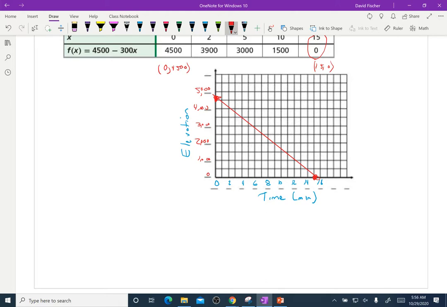Now we have to tell the reader what my x and y intercepts mean. So we need to state that the x-intercept means in 15 minutes, we need units as well, 15 minutes, the tram is at the bottom.